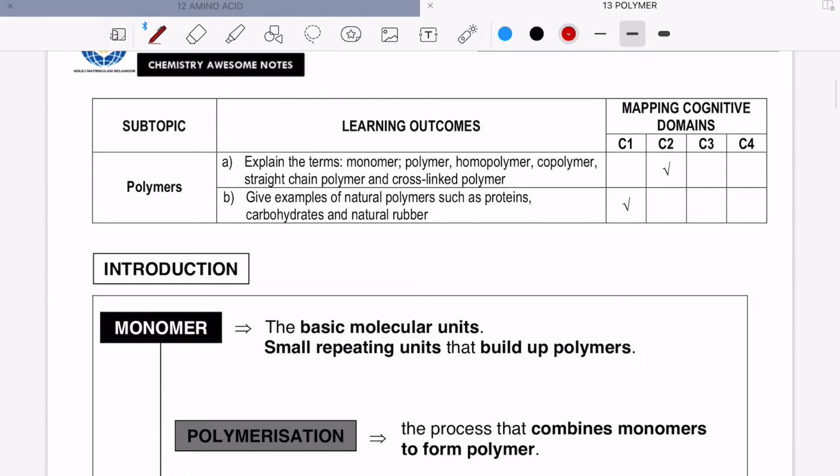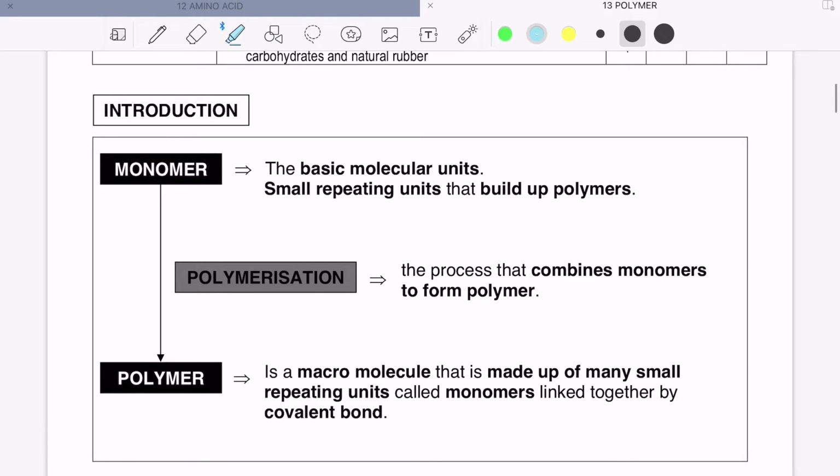When you learn about polymer, there are a few terms that you need to know and you need to understand, such as what is monomer, polymer, homopolymer, copolymer, what is straight chain, and straight chain polymer, and what is cross-linked polymer. Okay, so basically monomer is the basic molecular unit, the one that we repeat, the one that we use to build up the polymer. Now to make the polymer, the monomer will undergo polymerization, where all the monomers will be combined to form the polymer.